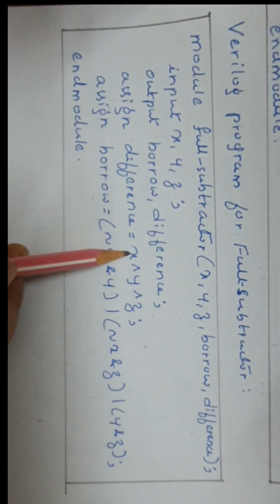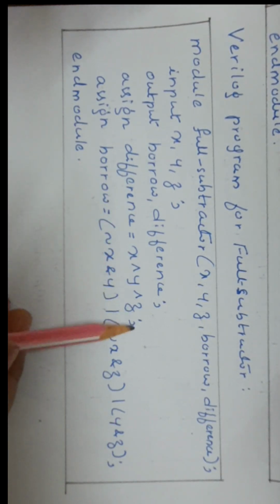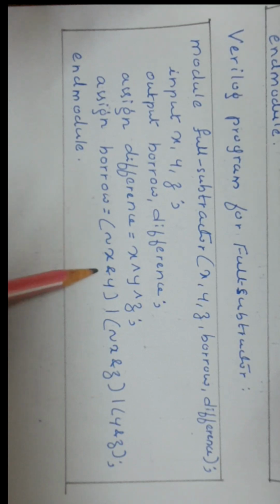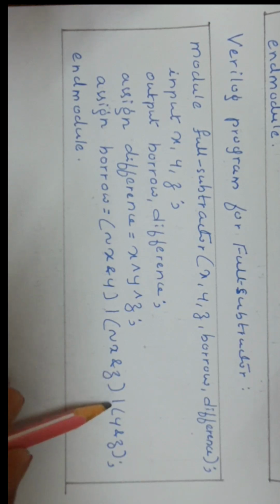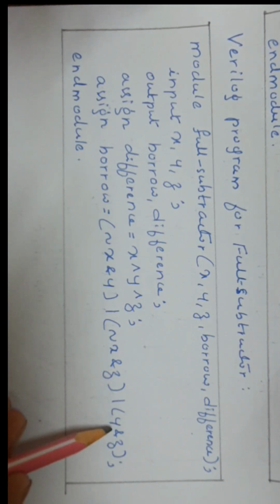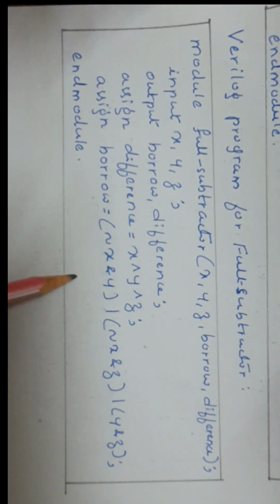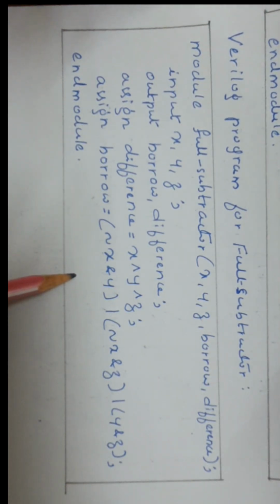Assign difference equal to x XORed with y XORed with z semicolon. Assign borrow equal to tilde x logically ANDed with y. This is one group, logically ORed with another group, tilde x logically ANDed with z. Then the next group, which is logically ORed, that is y logically ANDed with z. End module. This is the Verilog program for full subtractor. Okay, and that is the solution for question 4b, which is asked for 5 marks.